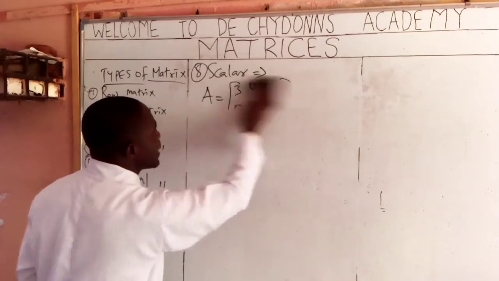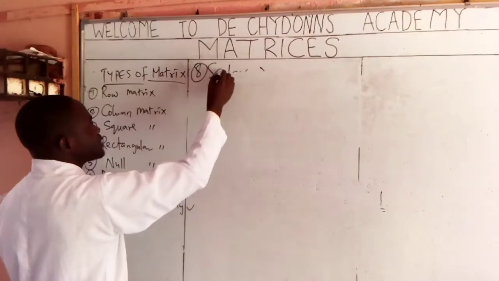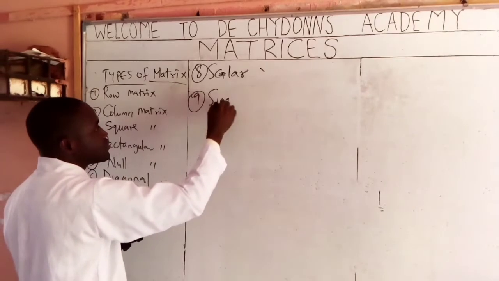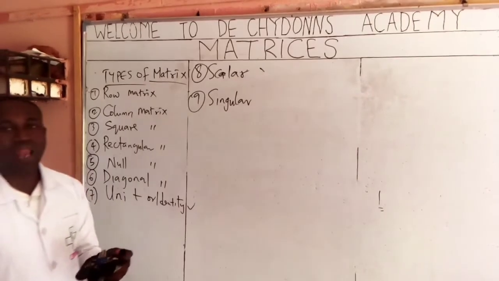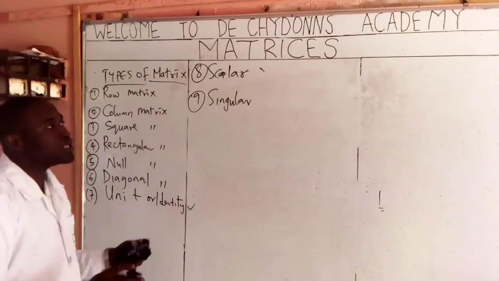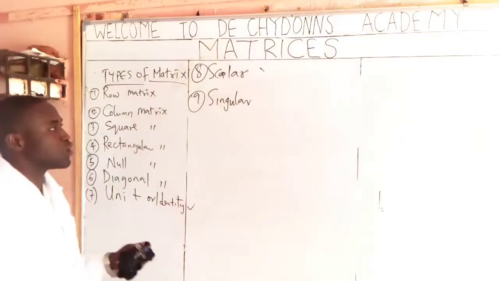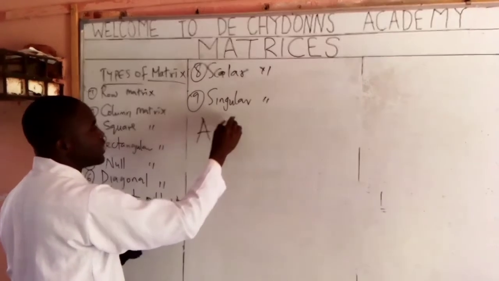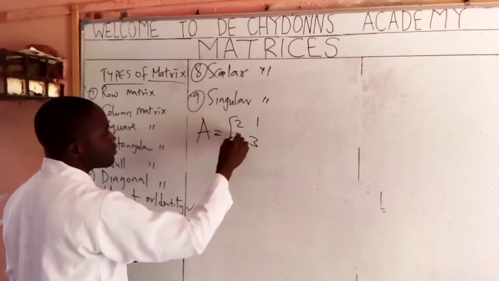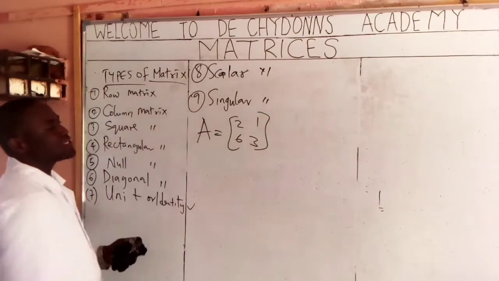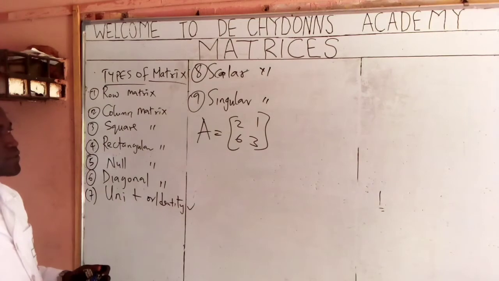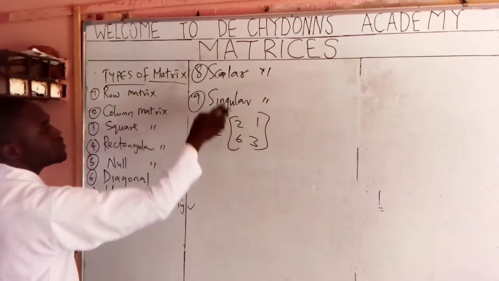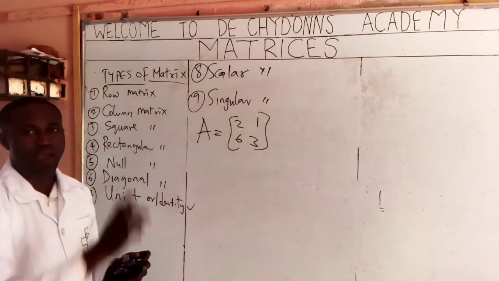As I said, there are 10 types of matrix. This is scalar. Then number 9 is the singular matrix. A singular matrix is a matrix whose determinant is equal to 0. This is an example of a singular matrix. We'll go into determinants of matrices in full detail, but it is a matrix whose determinant is equal to 0.